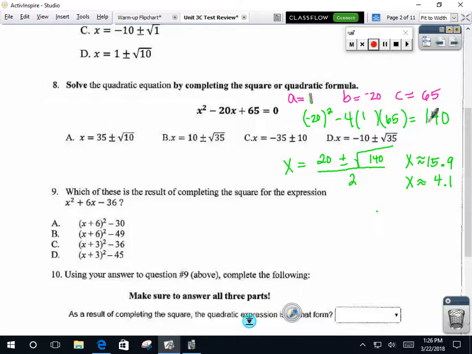Okay. Now, none of these choices look like that or these two numbers. So what you should do is try to narrow it down. 20 divided by 2 is 10. So we should have a 10 plus or minus. Now, to verify that that is for sure correct, now everybody type in 10 plus the square root of 35.